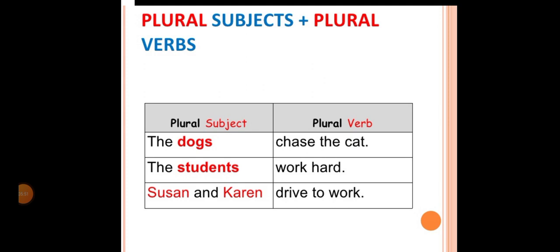Plural subjects plus plural verbs. Some examples are given. Plural subject, the dogs. Plural verb, chase the cat. Plural subject, the students. Plural verb, work hard. Plural subject, Suzanne and Karen. Plural verb, drive to work.